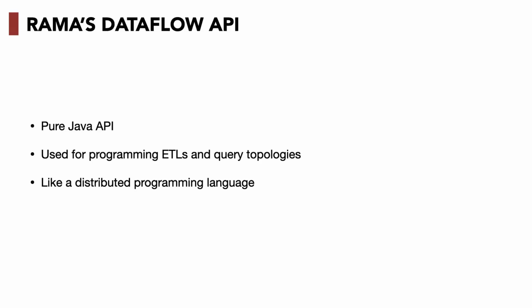Let's take a look at another part of Rama, its dataflow API for coding ETLs and query topologies. This API is one of the major breakthroughs of Rama. Rama's dataflow API has the same capabilities of a general-purpose programming language, while also being able to seamlessly distribute computation across a cluster of nodes. I'll give a quick tour of it to show what I mean.